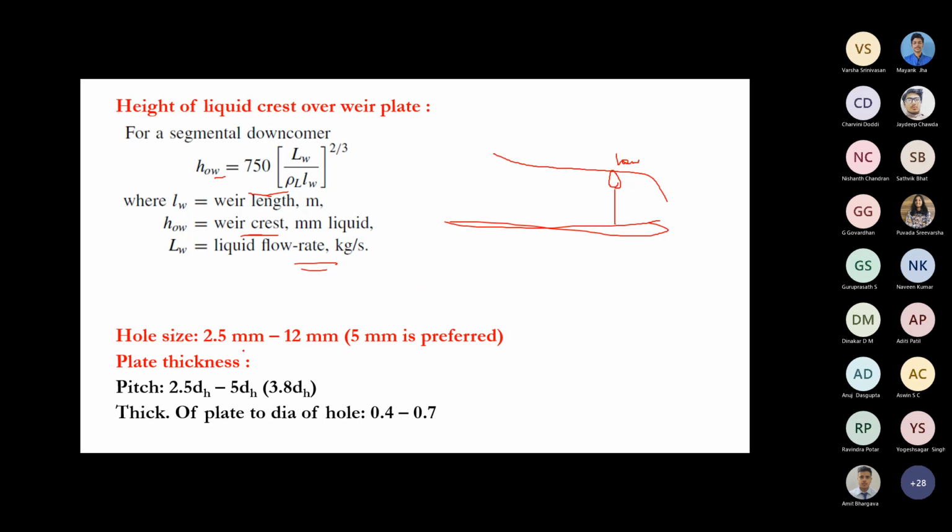As I said, the hole size can be 2.5 mm to 12 mm. Plate thickness you can select as 2.5 DH to 5 times DH, where DH is the diameter of the hole. So the ratio of plate thickness to hole diameter is 0.4 to 0.7. Using this, you can calculate the HOW.